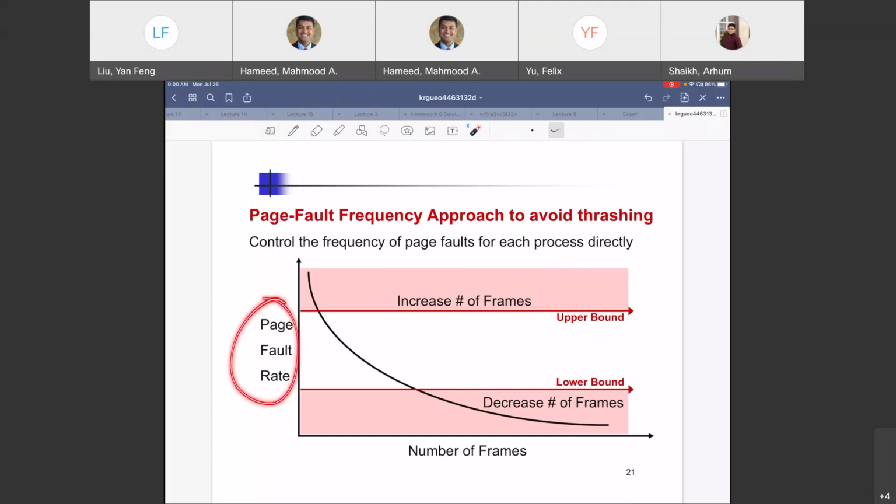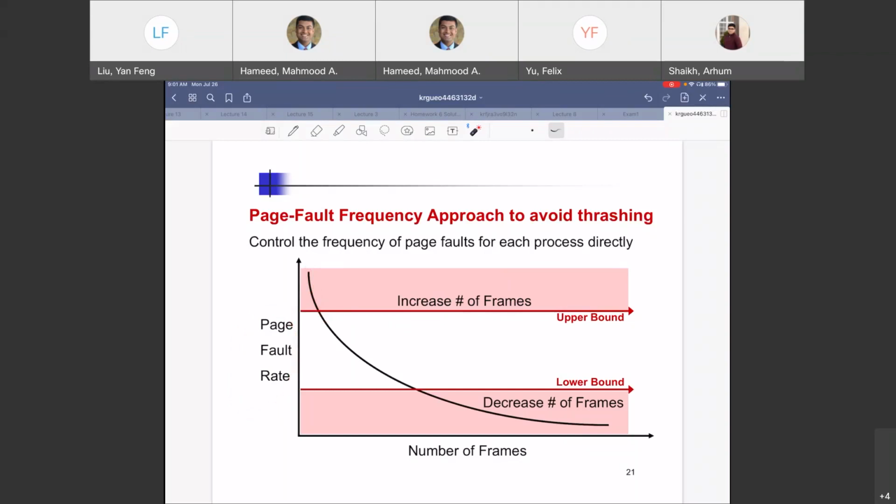If that page fault rate is too high, what do you do? Well, you can increase the number of frames for that particular process, right? So if you have only 2 frames for a process, you are page faulting a lot. You increase the number of frames, you make it 4, then you are maybe not page faulting as much. So if you keep track of page fault rate and it is too high, you increase the number of frames for that process, and when you do that, you will bring this page fault rate down.